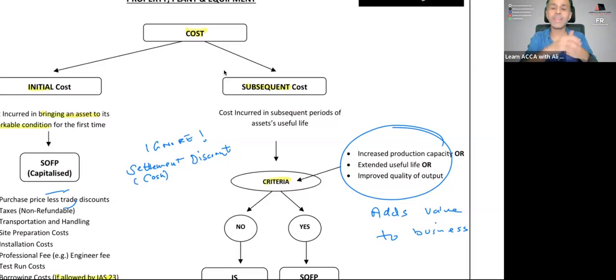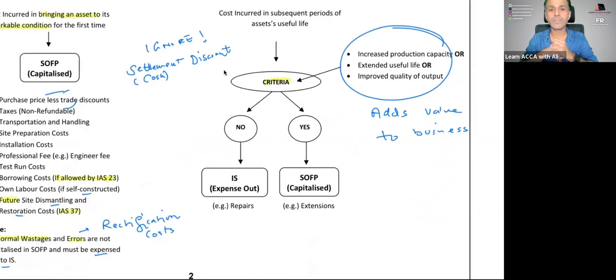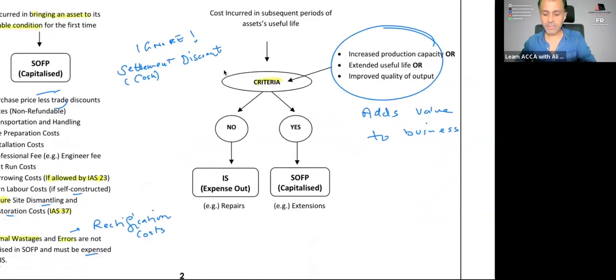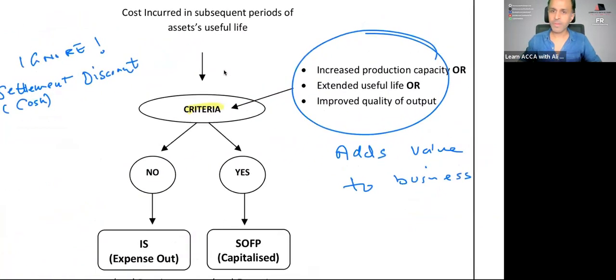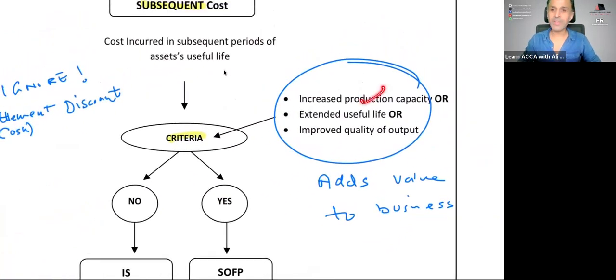Because of this criteria, which probably for the very first time you have come to learn. So adding value to the business can be achieved in many ways. This is the example that I was giving to you. Increase production capacity: double the factory, double the production, double the sale. This can also be the way: extending the useful life.